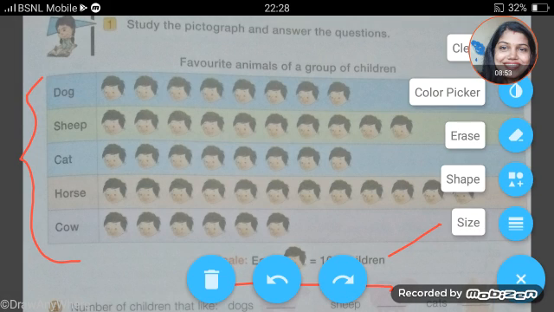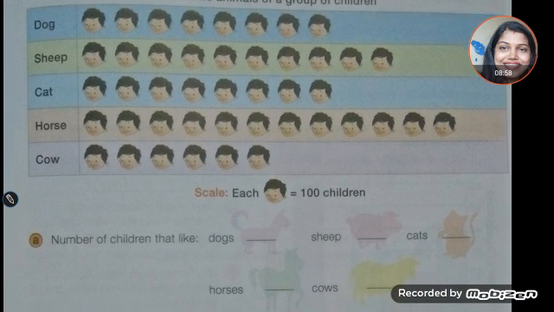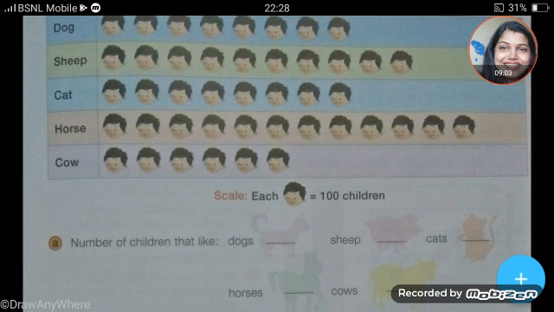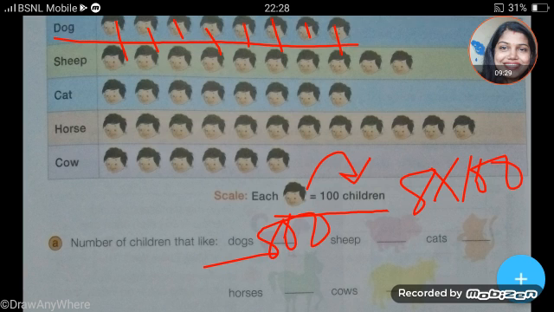Okay, now let us find out more about the question they have asked here. So if you just see the question, they are asking the number of children that like dogs. So you have to count the dog column here, but first you have to count the number of child symbols, that is 1, 2, 3, 4, 5, 6, 7, 8. It's not 8 children, it is 8 into 100, because one symbol represents 100 children. So 8 into 100 will give you how many children? 800 children like the pet dog.